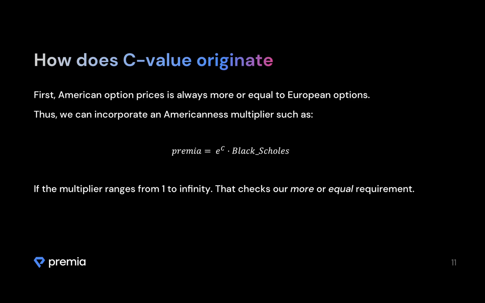Now, how does the C-value originate mathematically? First of all, let's observe that American option prices are always greater than or equal to European option prices. Thus, we can incorporate an Americanness multiplier, such that the Premia price equals this multiplier, which ranges from 1 to infinity, times the Black-Scholes model. So it makes intuitive sense. It can be either like Black-Scholes or just higher.